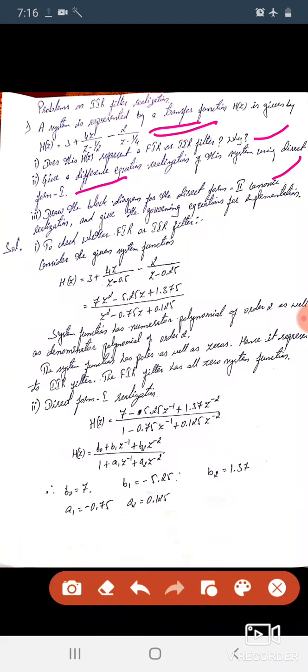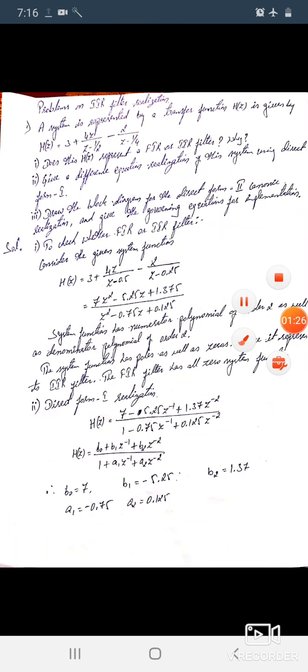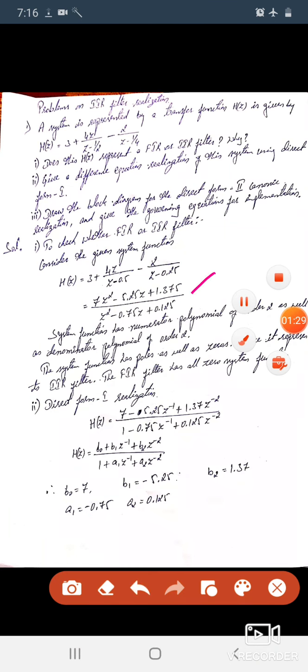To do that, first we have to solve the given equation, that is H of z is equal to (3 plus 4z) divided by (z minus 0.5), minus 2 divided by (z minus 0.25). Just take the LCM and multiply these two first, and then 4z, and next 2 with the z minus 0.5. If you solve that, you will get the equation as (7z squared minus 5.25z plus 1.375) divided by (z squared minus 0.75z plus 0.125).